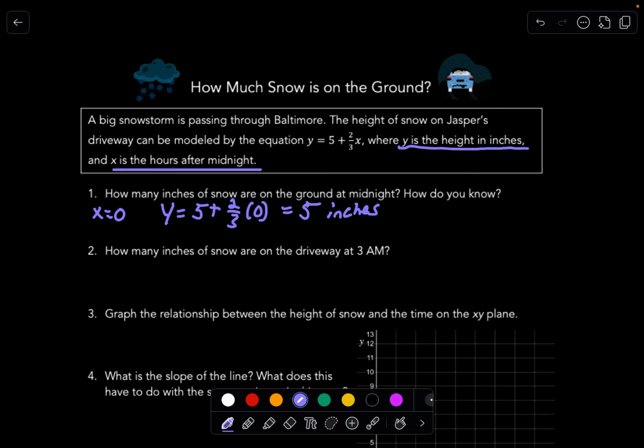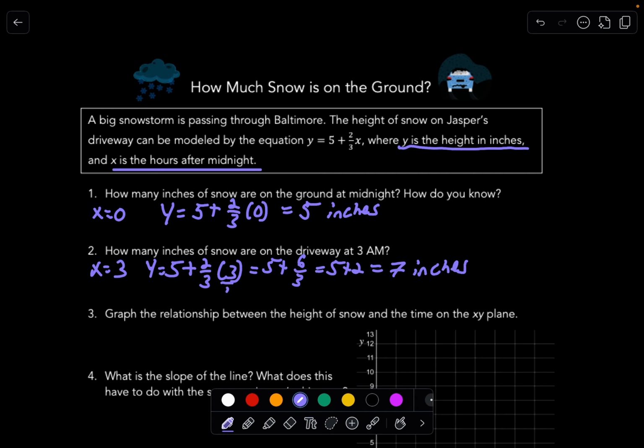How many inches of snow are there on the driveway at 3 a.m.? Remember, x equals 0 is midnight. So at 3 a.m., that's 3 hours after midnight. So that's x equals 3. And this becomes y equals 5 plus 2/3 times 3. All right, there's lots of ways to do this. Put a little 1 underneath the 3. Multiply 2 times 3, 3 times 1. You get 5 plus 6 over 3. And then 6 divided by 3 is 2, so it's 5 plus 2. And you end up with 7 inches.